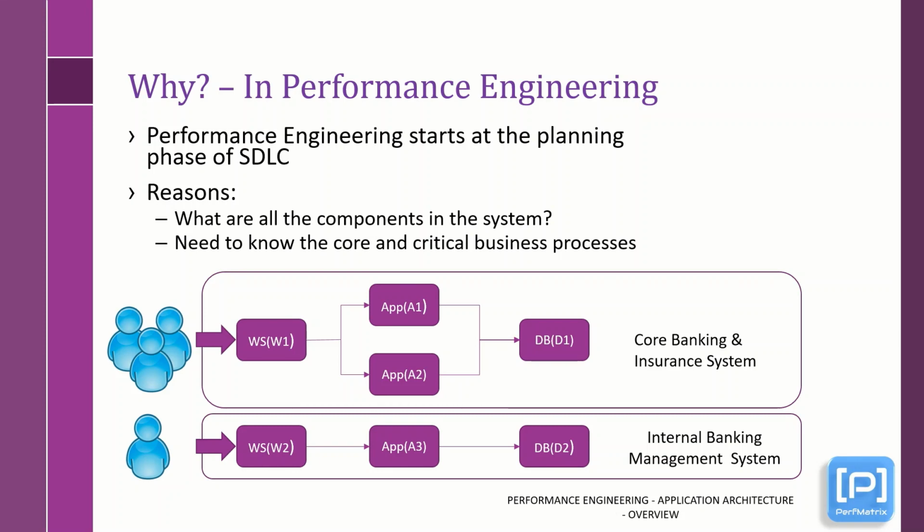Likewise, the most critical components are web server W1, app servers A1 and A2, and DB D1, because these components directly respond to the core banking customer requests, and least priority can be given to the banking internal management system. Hence, it is important for a performance engineer to identify the core components for a better performance testing strategy.